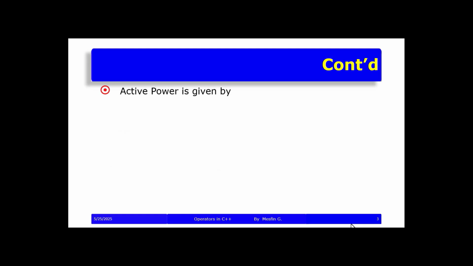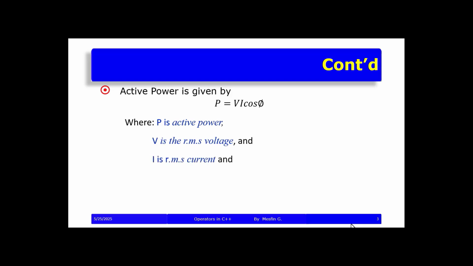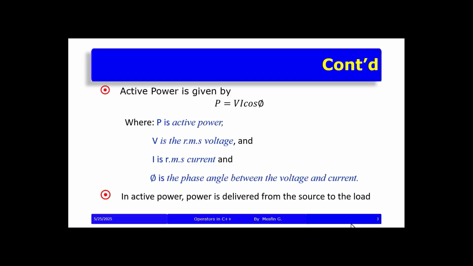Mathematically, active power is given by the product of V, I and cos phi, where P is true power or active power, V is the RMS voltage, I is the RMS current, phi is the angle between voltage and current. So in active power, power is delivered from the source to the load, that is, it is unidirectional.